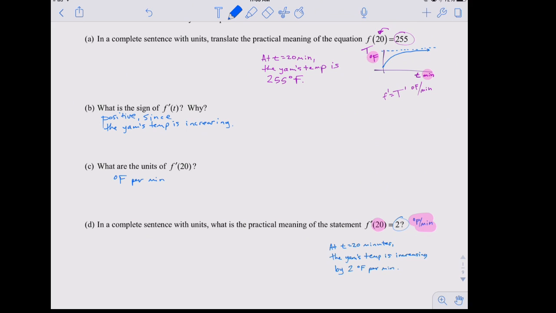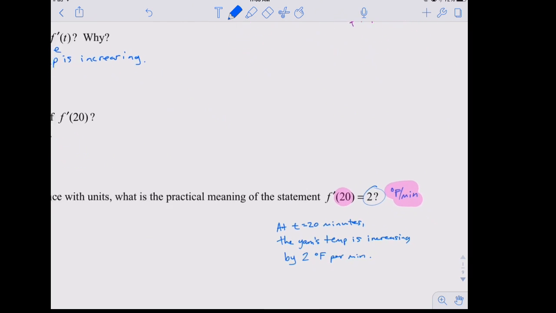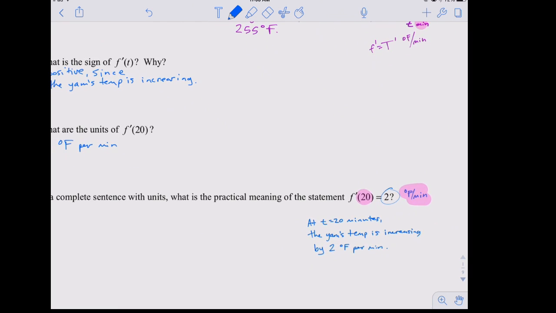All right. So anyway, that's great. That tells the story of the yam at t equals 20 minutes. Now, if you had to predict the temperature of the yam at the 21st minute mark, what would you predict? This could be like an advanced book, one of those thought-provoking questions at the end. If you had to predict what the temperature of the yam would be at the very next minute, at the 21st minute, what would it be?